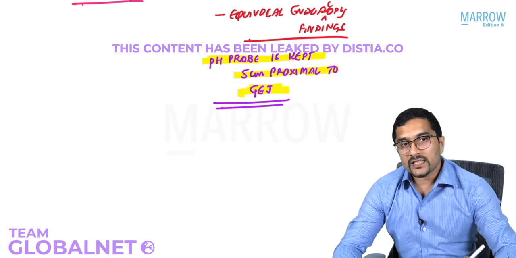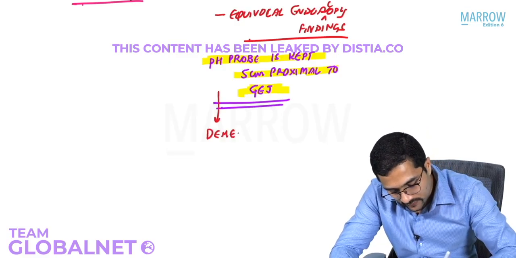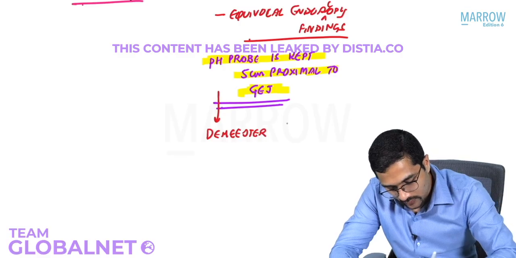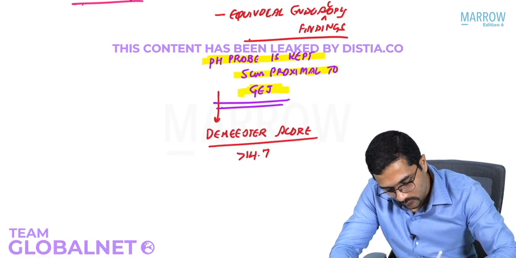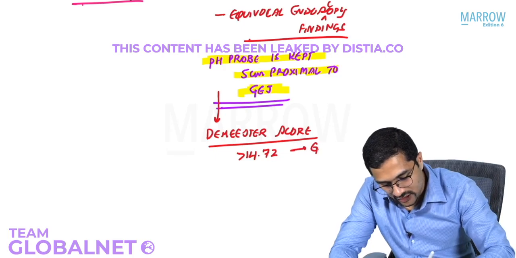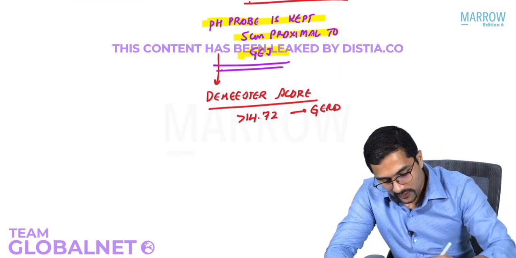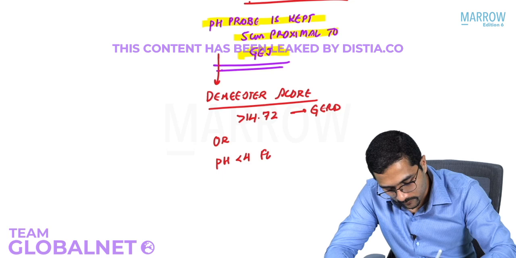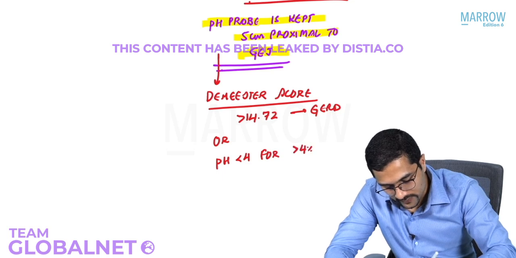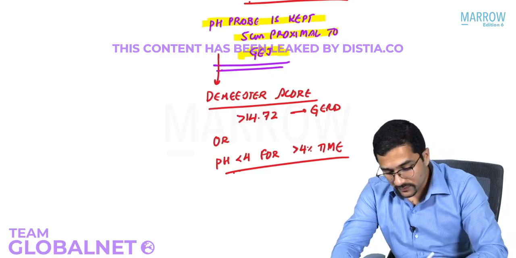So there is a score which is calculated that is known as the DeMeester score. Now, if the DeMeester score is more than 14.72, then that indicates GERD. Or if the pH is less than 4 for more than 4% time, that will also indicate GERD in patients.